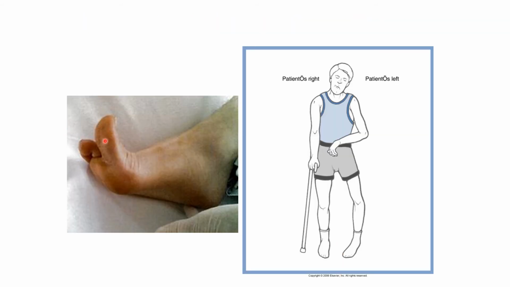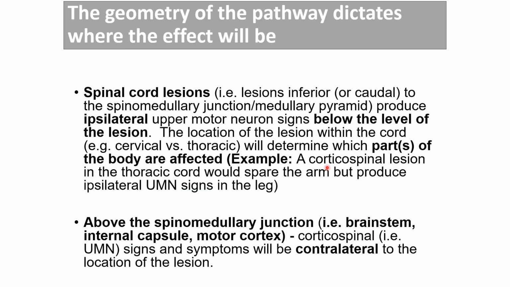This is an indication of the upward going toe seen with the Babinski sign, and the posture that may be assumed following corticospinal damage to upper motor neurons in the brain, and that is a facial paralysis, a flexed arm, and an extended leg. The geometry of the pathway dictates where the effect will be.